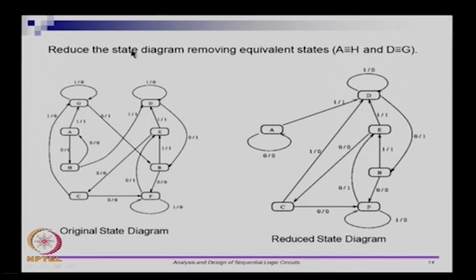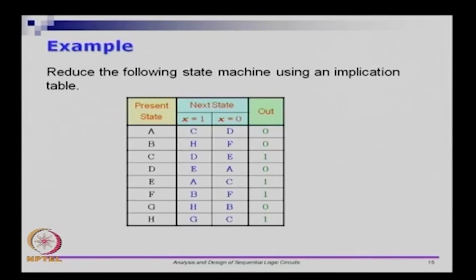So from this state diagram you can go and reduce the state diagram. This potentially reduces the number of states. So in this case it went from 8 states to 6 states, which means it is going to remain at 3 flip flops. However, the combinational logic for next state and the output logic may actually reduce. I want you to do this as an example.